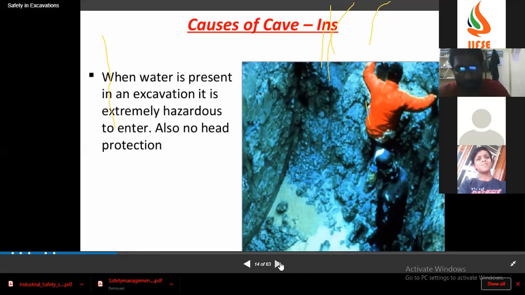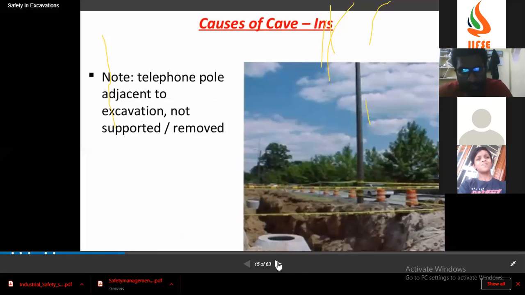There is no proper method followed. See, this is also a telephone pole adjacent to the excavation, not supported. This is very dangerous. See, there is a telephone pole which is adjacent to the excavation. It may fall, lose its strength.